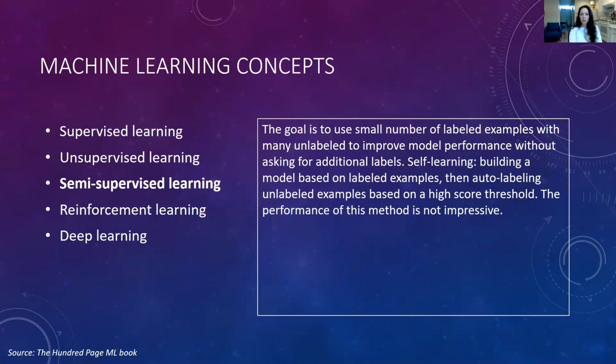And semi-supervised learning is basically a mashup of the two. So we train a model on data where some of the training examples have labels, but others don't. One technique is to infer labels for the unlabeled examples and then train on the inferred labels to create a new model.